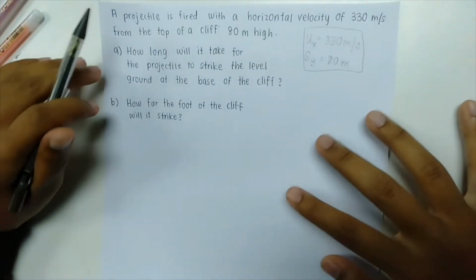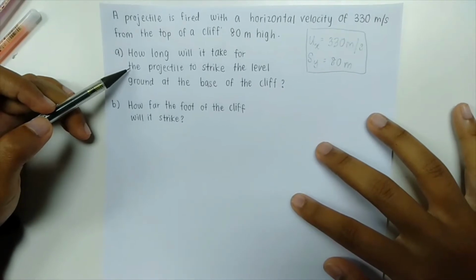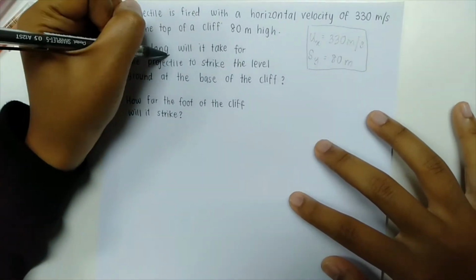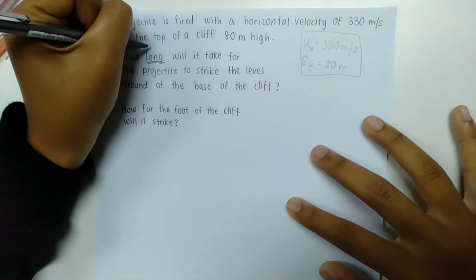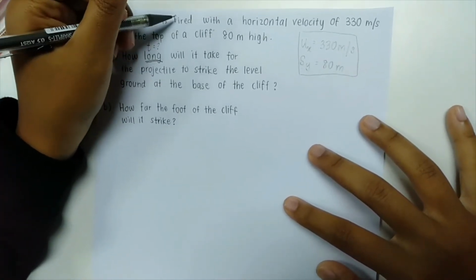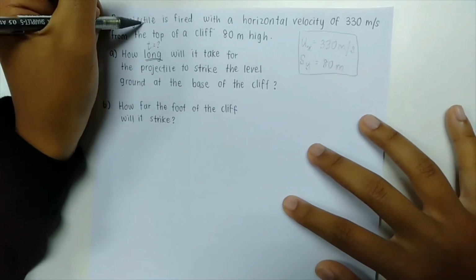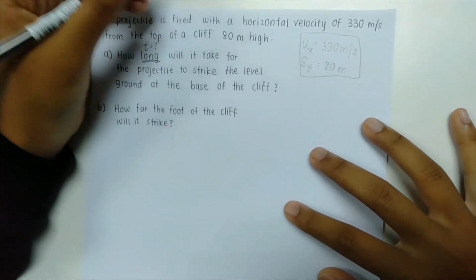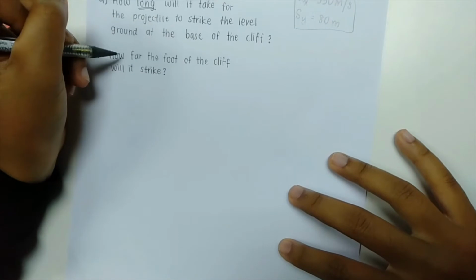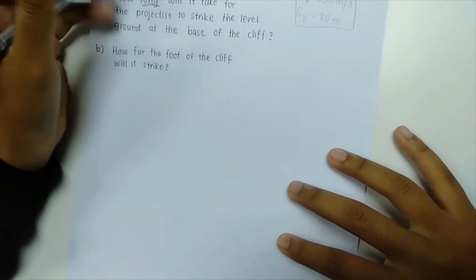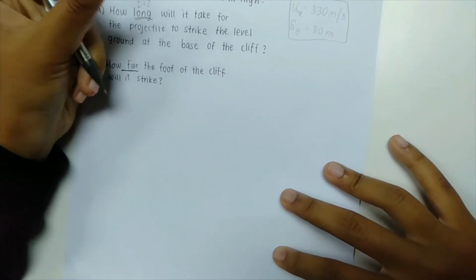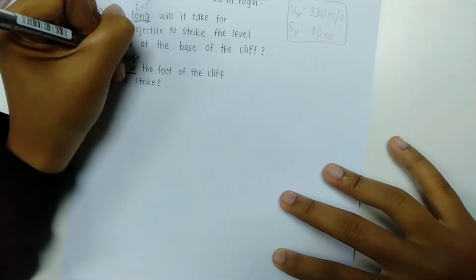A. How long will it take for the projectile to strike the level ground at the base of the cliff? How long means time. The second one, B. How far from the foot of the cliff will it strike? How far means that it is sx.